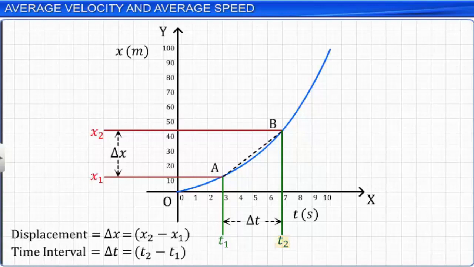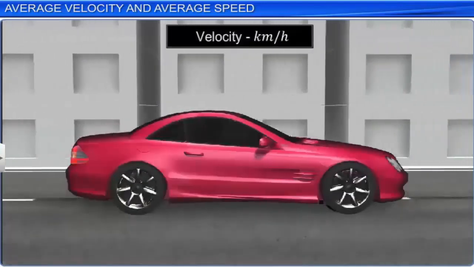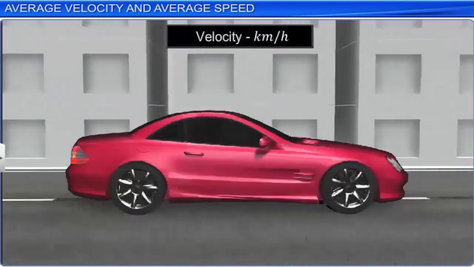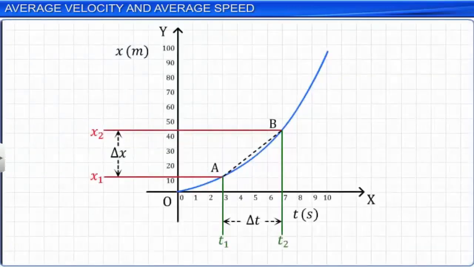The average velocity is the ratio of the change in position or displacement delta x and the time interval delta t in which the displacement occurs. The SI unit for velocity is meter per second. The velocity of vehicles is generally expressed in kilometers per hour. Let us take the readings from the graph and calculate the average velocity of the body from point A to point B.